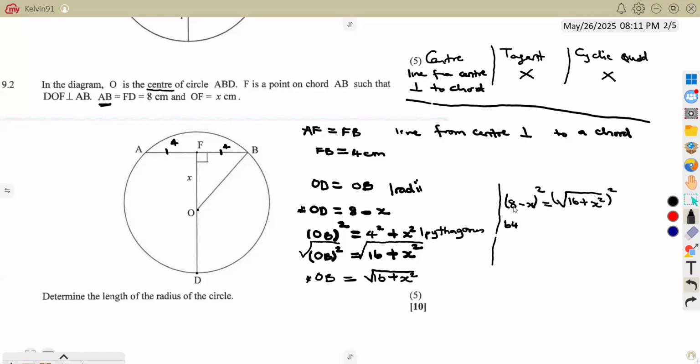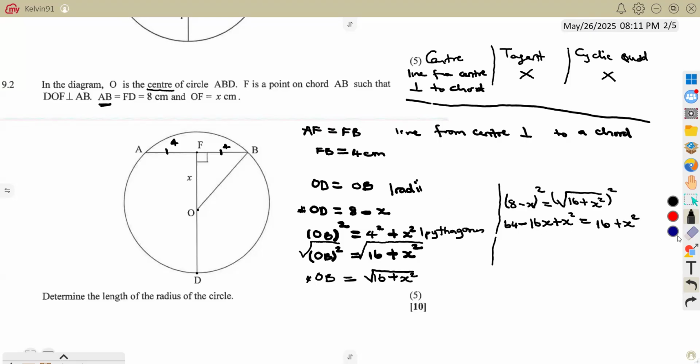Then 8 times negative x times the 2 gives us a negative 16x. Then plus x squared must be equal to, the power 2 and the root sign will go, so we'll be left with 16 plus x squared.